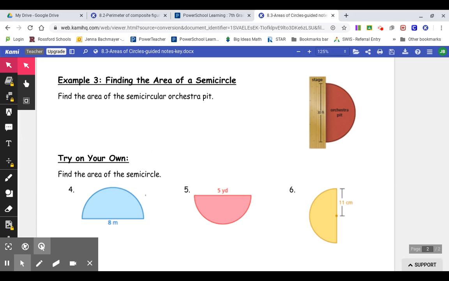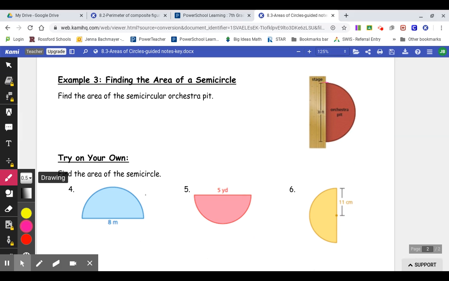All right, for example 3, finding the area of a semicircle. We want to find the area of a semicircular orchestra pit. So we know from one point to the other, going through the center of the circle, it's going to be 30 feet. So that is my diameter. For area, we want to use radius. So I'm going to split that in 2. So divide by 2, I'm going to get 15.